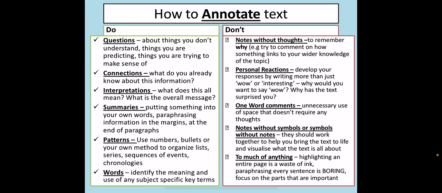So here I've given you some tips about how to annotate things. So you might want to pause the video, have a read through those and make sure you've got them clearly in your head. A couple of the most important things are to avoid writing one-word comments when you're annotating things. And a really useful thing to do is identify the meaning of any words that you don't recognise. So you can circle it on the text and then do a little arrow coming off and explain what that word means. That's a really helpful way for you to annotate a piece of text.